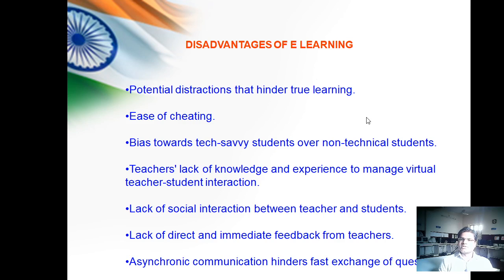And these are the disadvantages of e-learning. Potential distractions that hinder true learning, ease of cheating, bias towards techno-savvy students over non-technical students. Teachers' lack of knowledge and experience to manage virtual teacher-student interaction. Lack of social interaction between teacher and student. Lack of direct and immediate feedback from teachers. Asynchronous communication hinders fast exchange of questions.